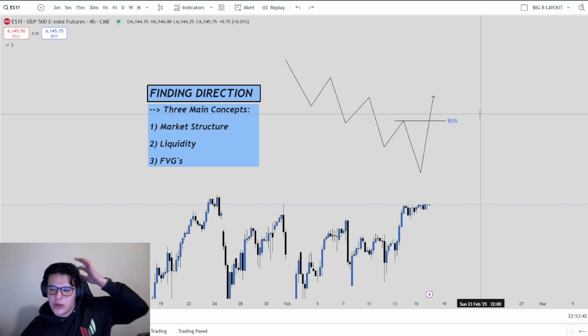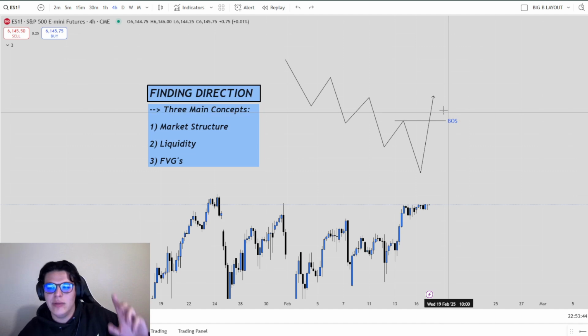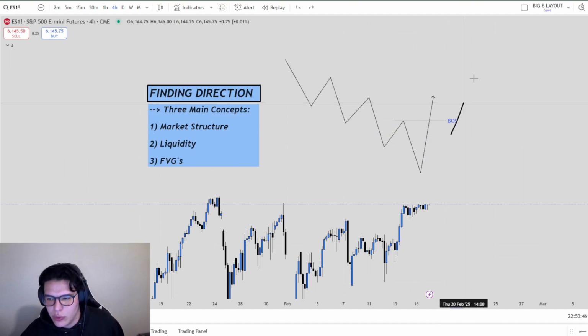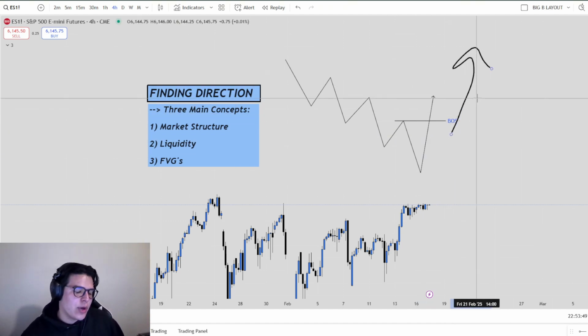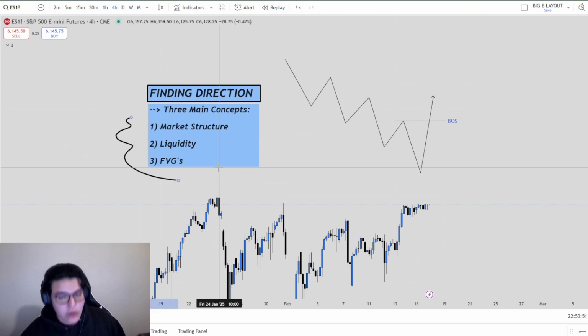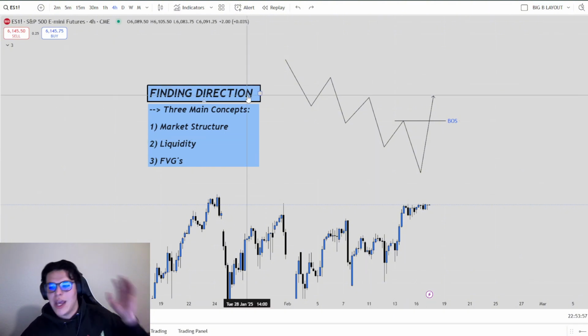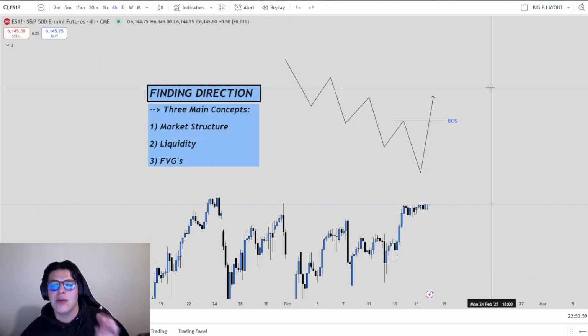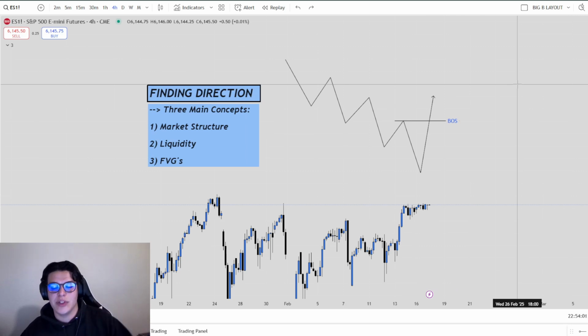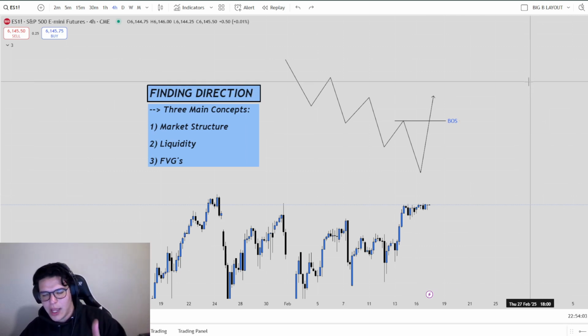Just because we had a break of structure does not necessarily mean that we will see a full follow through in the direction that we had that break of structure. Hence why we use all these other concepts, right? Pairing them together to find direction more effectively. But it is the first part that we can actually use, and in this case, identify a reversal or when a reversal is potentially occurring via a break of structure.